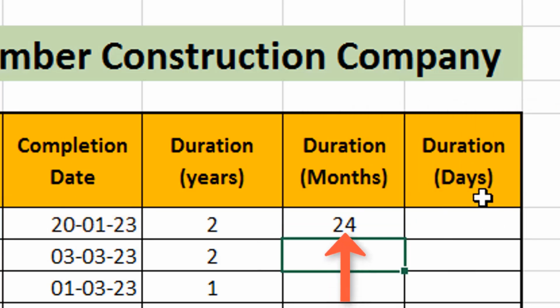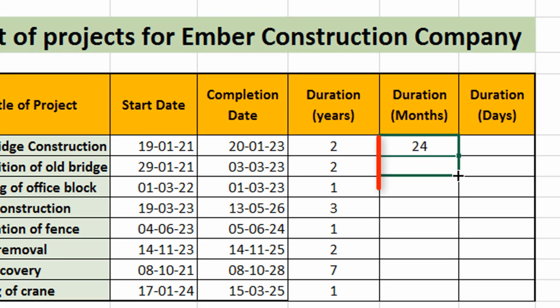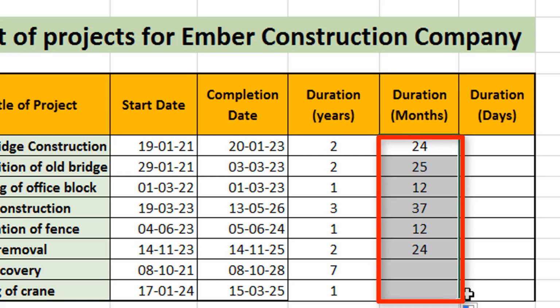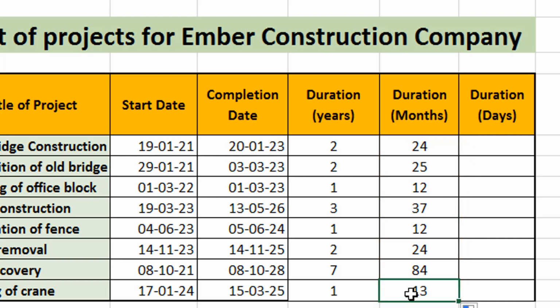You see that this project will last 24 months. So we drag the fill handle downwards, and the same is calculated for the other ones. Some are going to last for 84 months, 24 months, 34 months. And then we're going to take a look at how many days these projects' duration really is.